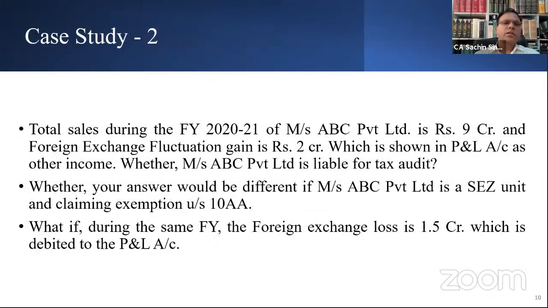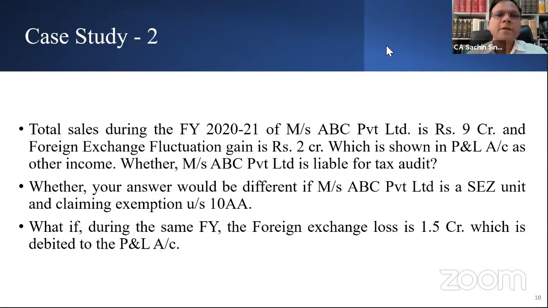Okay, so come to the next case study. The total sales during the financial year 2021 of Messrs. ABC Private Limited is 9 crore. Why 9 crore? Because we are assuming that the threshold is 10 crore, so we will test everything as per the limit of 10 crore. So turnover is 9 crore and foreign exchange fluctuation is 2 crore, which is shown in the P&L account as other income. So whether Messrs. ABC Private Limited is liable for tax audit?